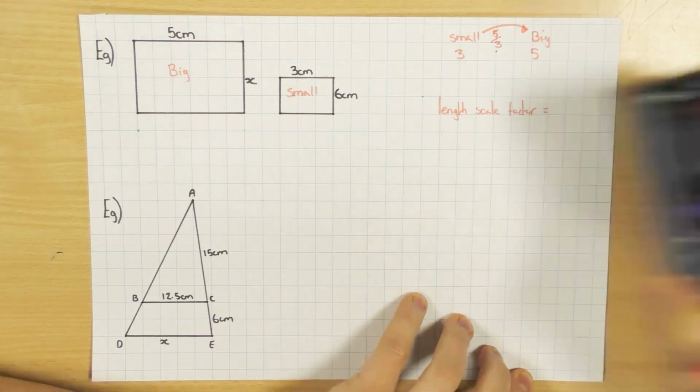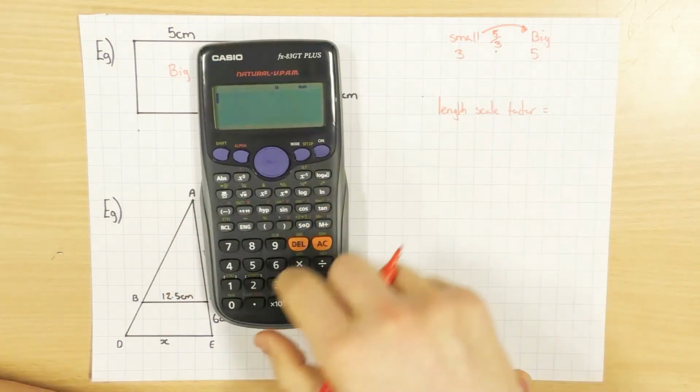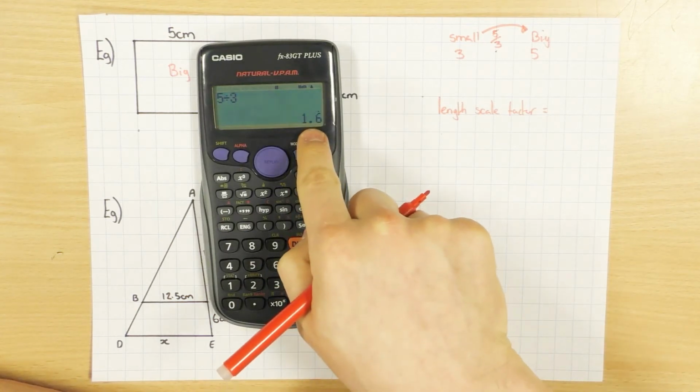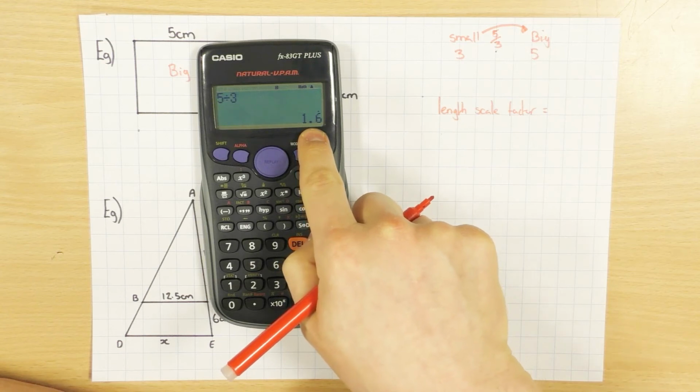Now I'm just going to show you something here, because this is where people have made mistakes before. If you do 5 divided by 3, as a decimal, it's 1.6 recurring. So what people do is they round it, or they just call it 1.6.